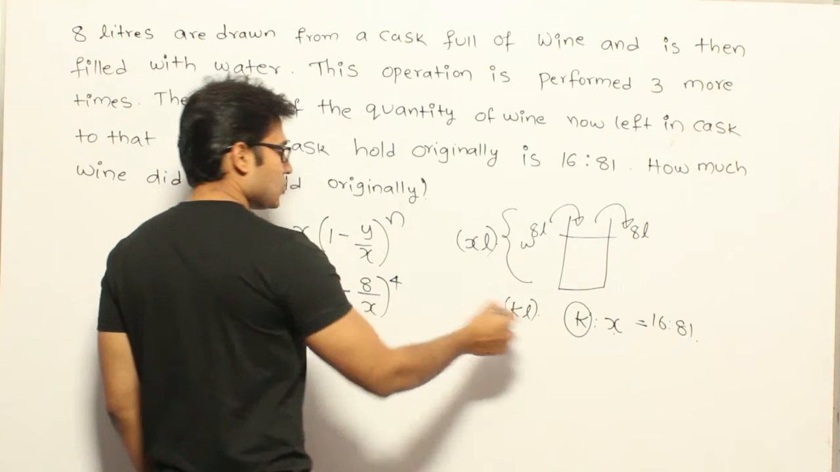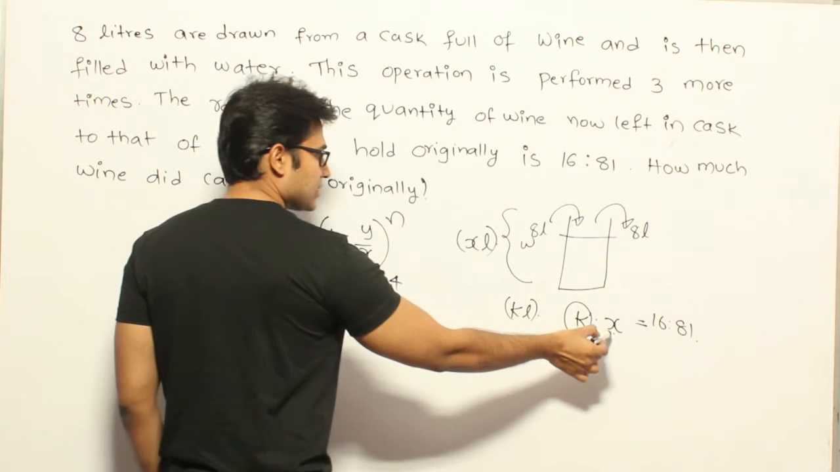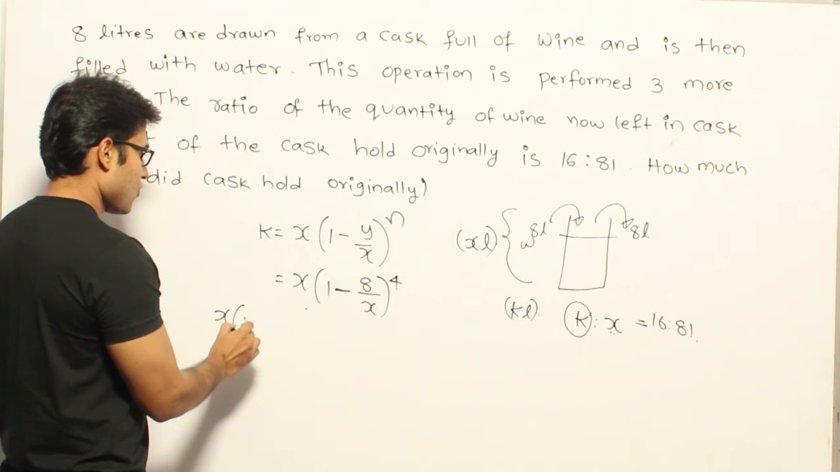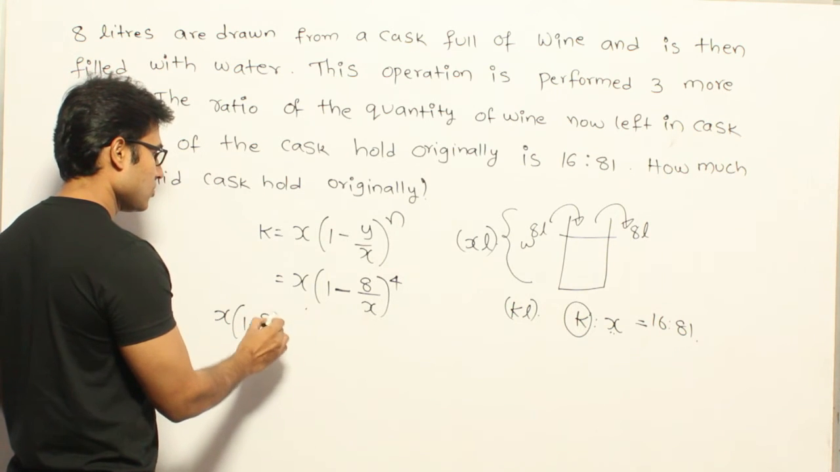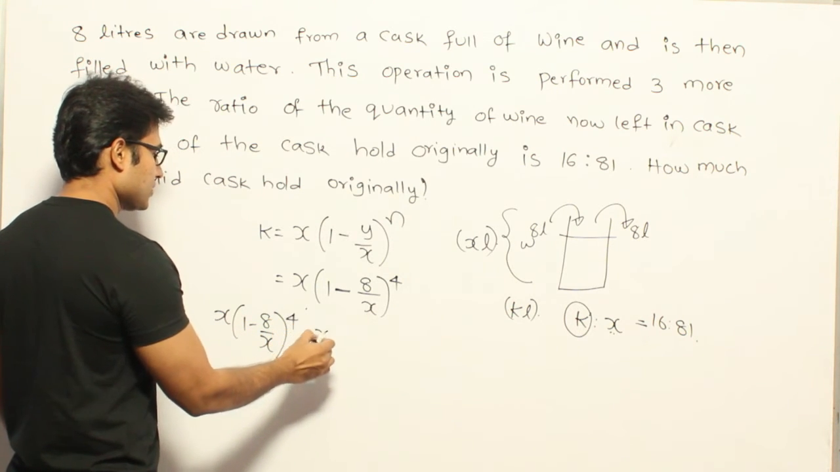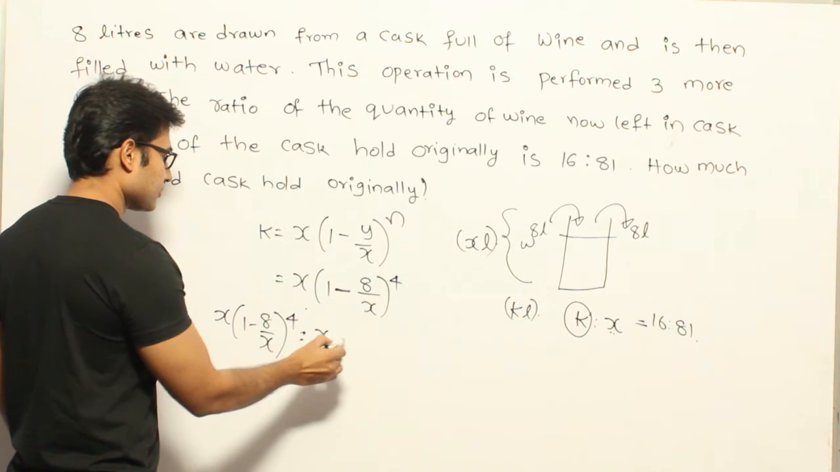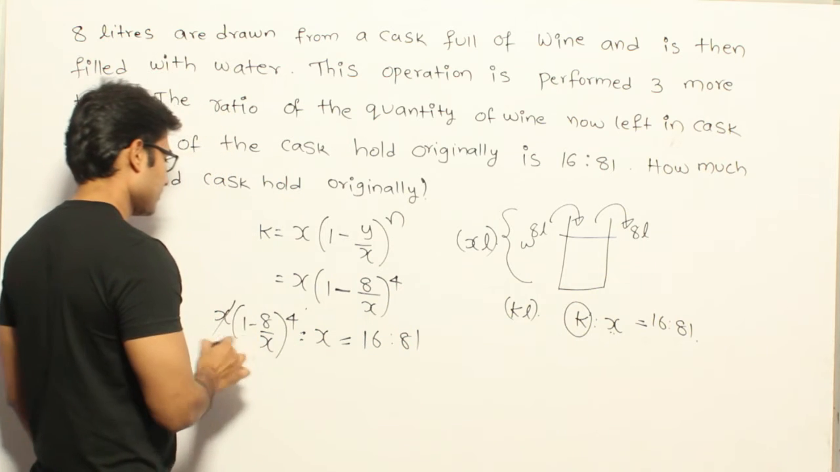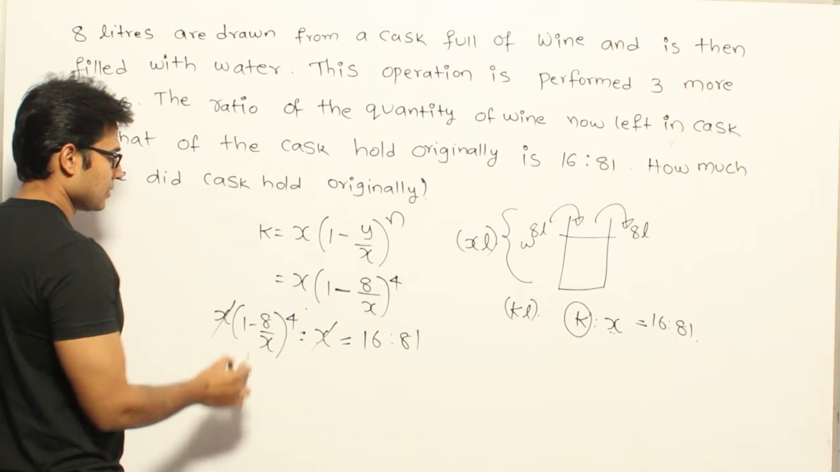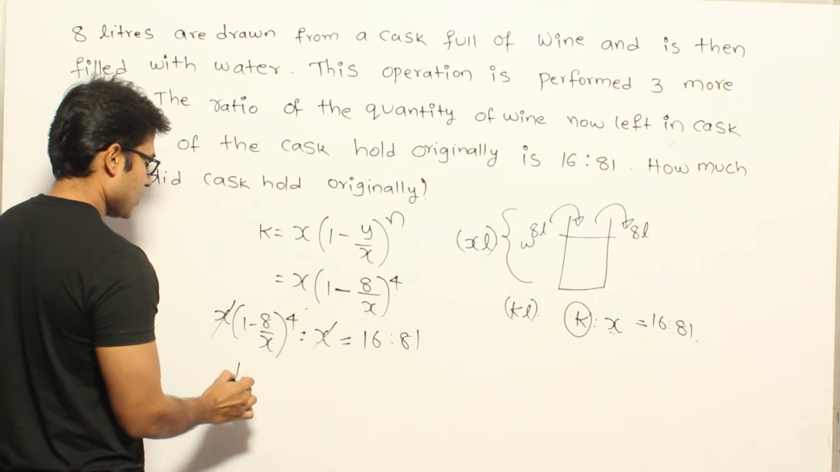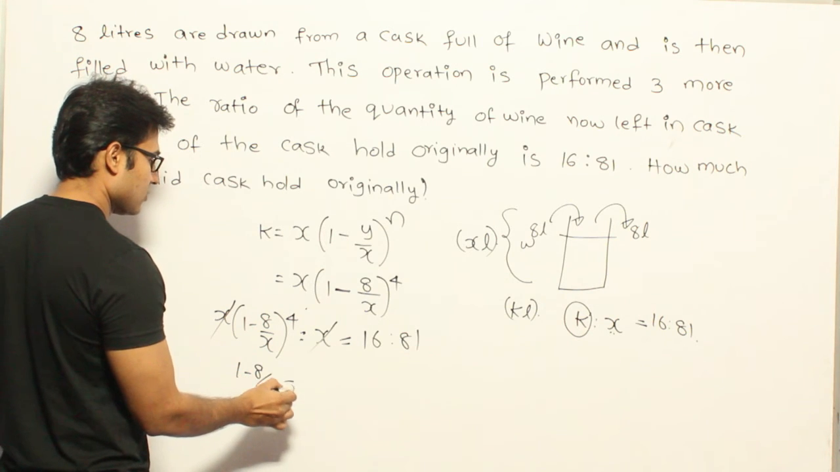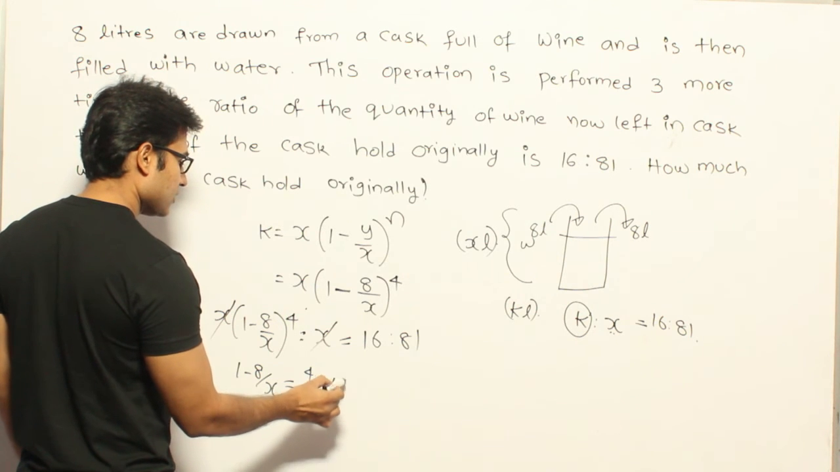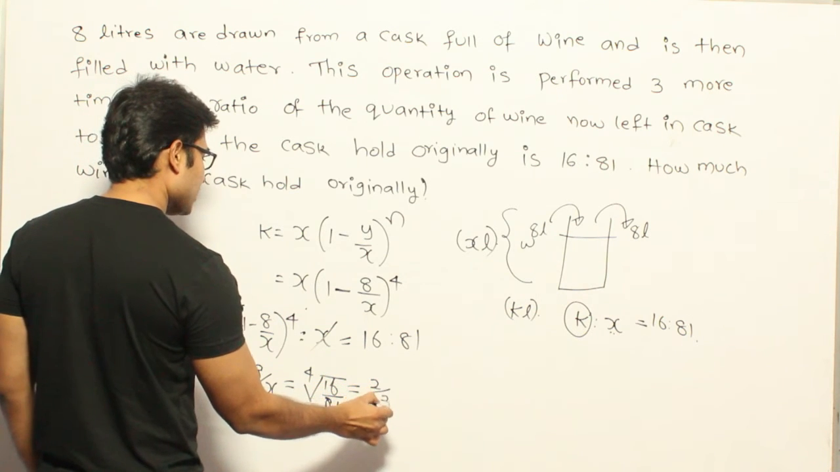Now they have given the ratio of k and x. So k is to x equal to 16:81. So what does it mean? X into 1 minus 8 by x whole power 4 is to x equal to 16:81. Now what does it mean? This 1 minus 8 by x equals the 4th root of 16 by 81. So it will be 2 by 3.